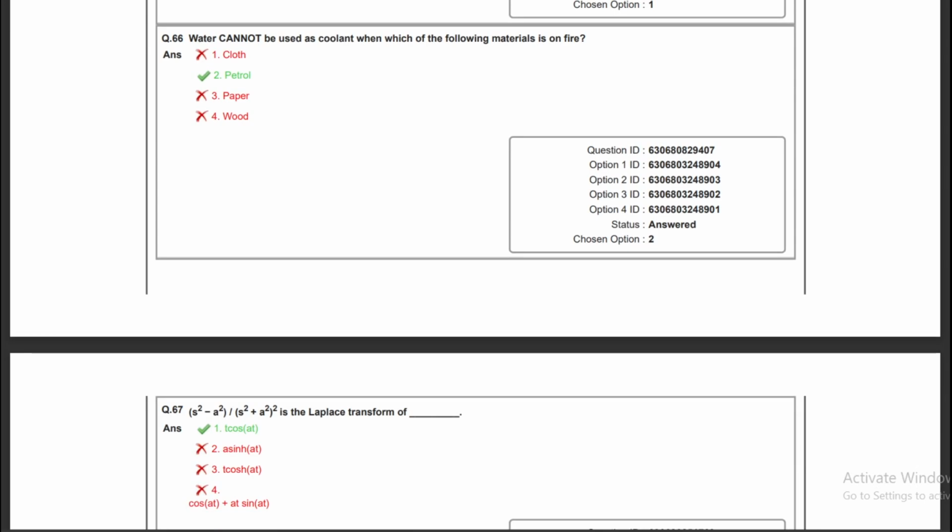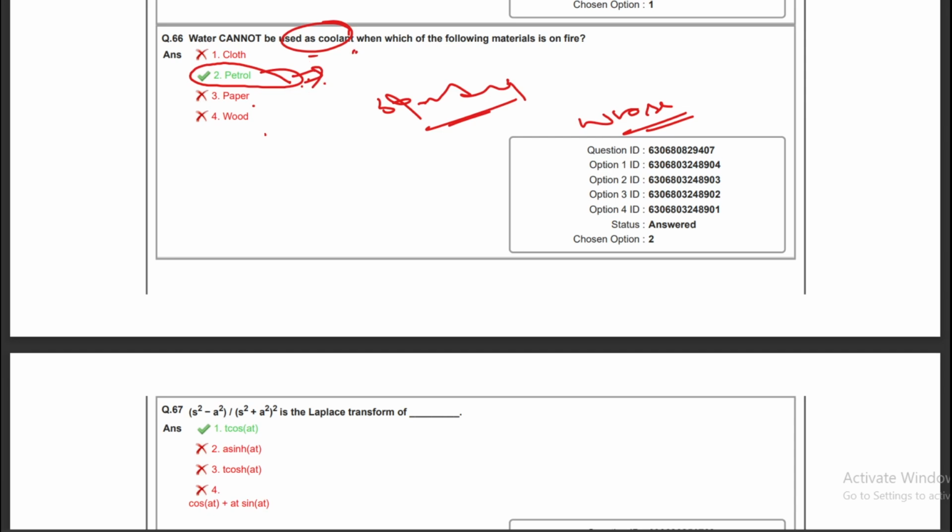In the next, water can't be used as a coolant when which of the following materials is on fire? Four options: cloth, petrol, paper, and wood. Obviously the answer should be petrol, because petrol is a flammable liquid. Using water on a petrol fire can cause the petrol to spread, and if there is spreading, that will make the fire worse. Instead, a fire extinguisher designed for flammable liquids like class B fire should be used in the case of petrol, but water we can't use as a coolant. So the correct answer is the second option.